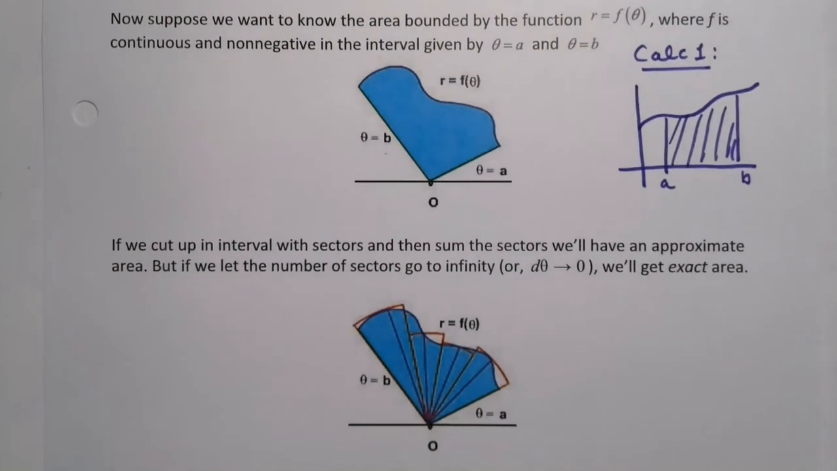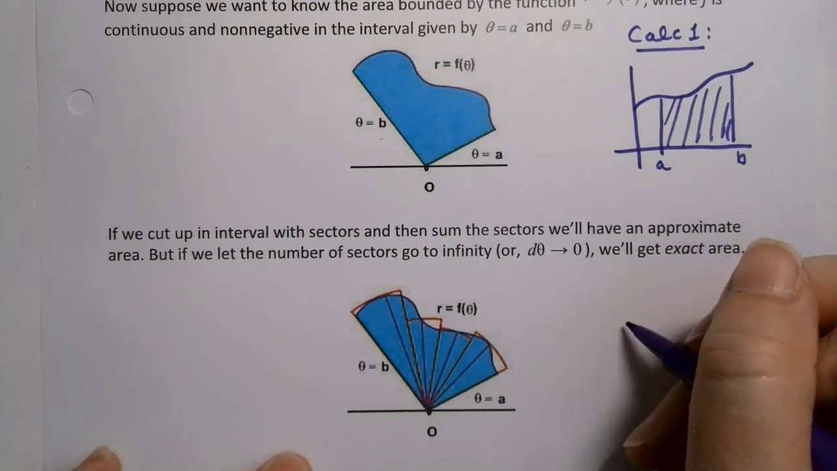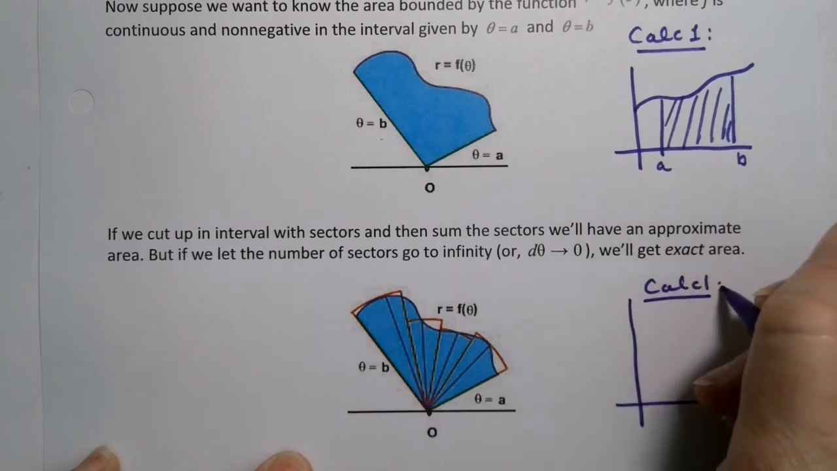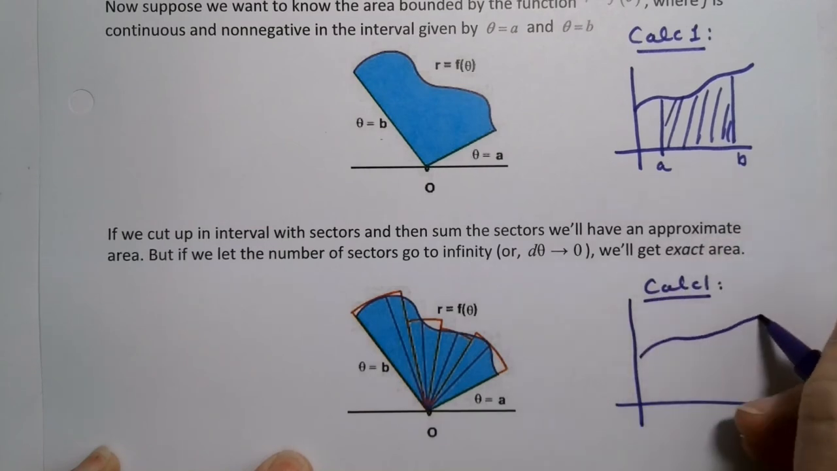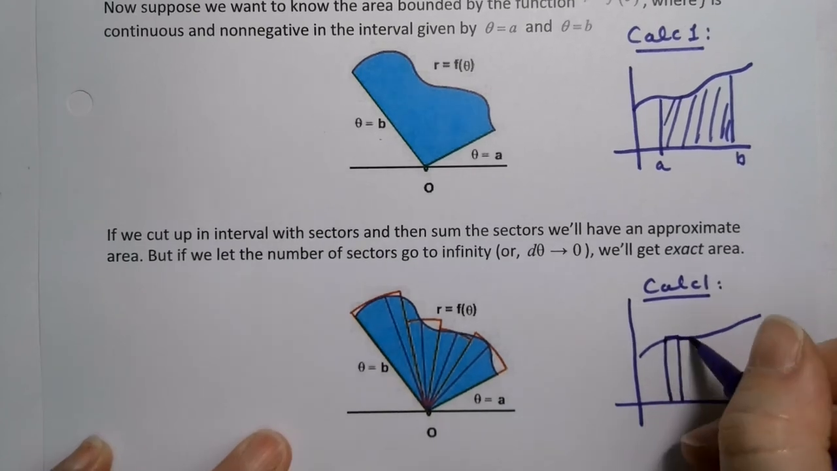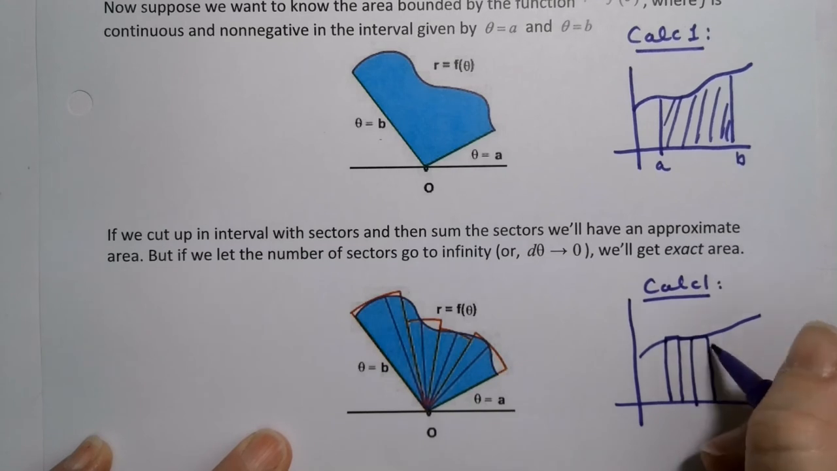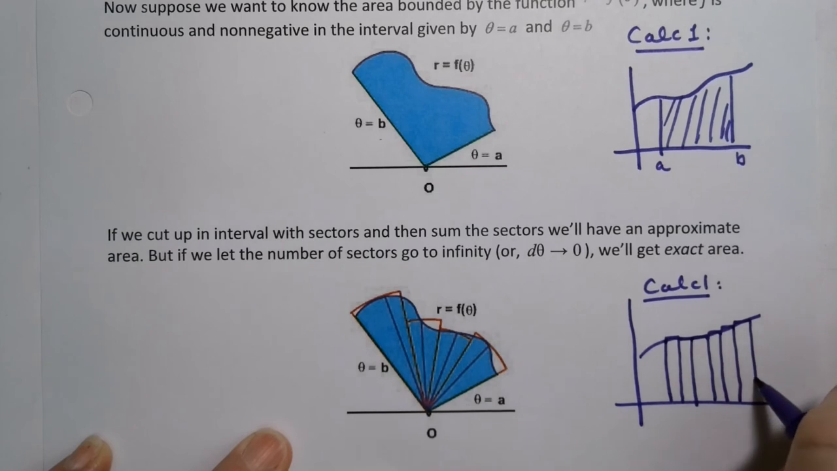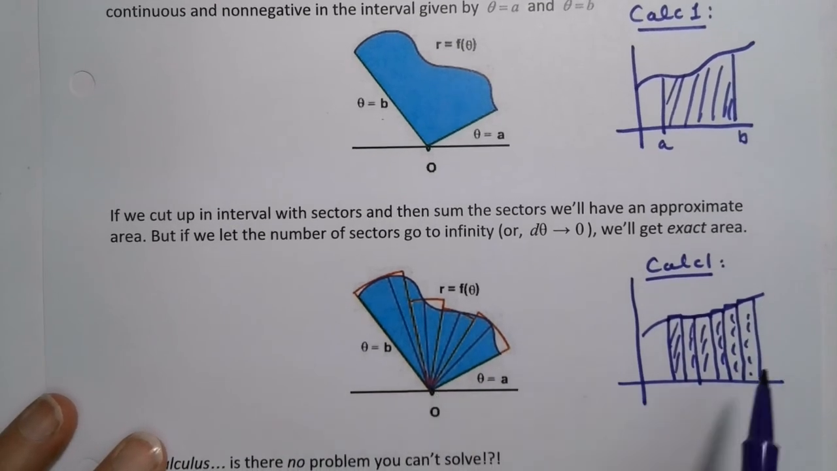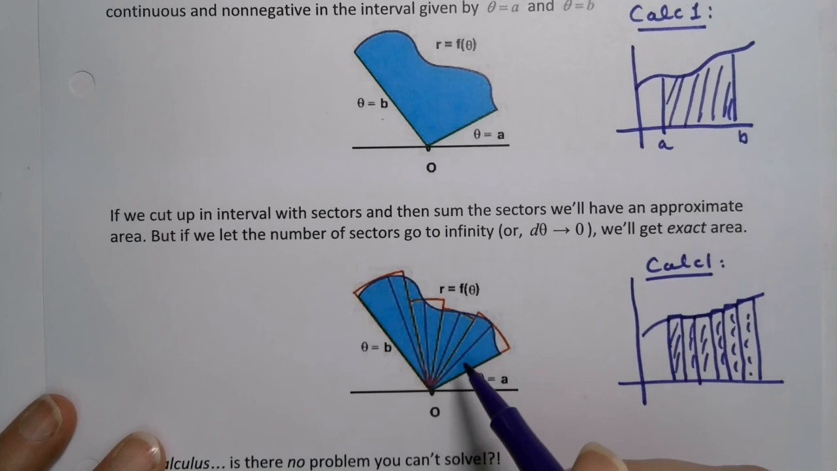Now, what we can do is what we did in Calc 1. In Calc 1, we would take that region and divide it up into rectangles, if you remember Riemann sums. We would find the area of the rectangles, doing left Riemann sum, right Riemann sum, etc. Well, we can do the same thing with a polar curve. But instead of rectangles, what they'll be is areas of a sector.